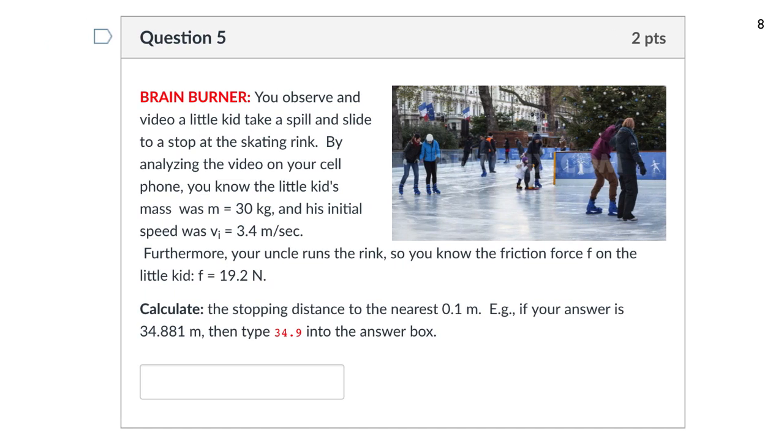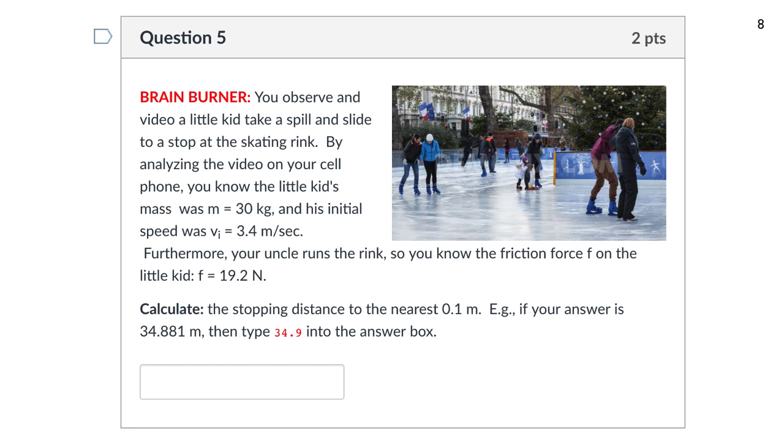So here's the problem. And this is from another old homework assignment. You can tell it looks like a homework assignment. And this one's a brain burner. And in fact, I think did we use this little kid at the ice skating rink before? Okay. You observe and video a little kid take a spill and slide at the rink. He slides to a stop.